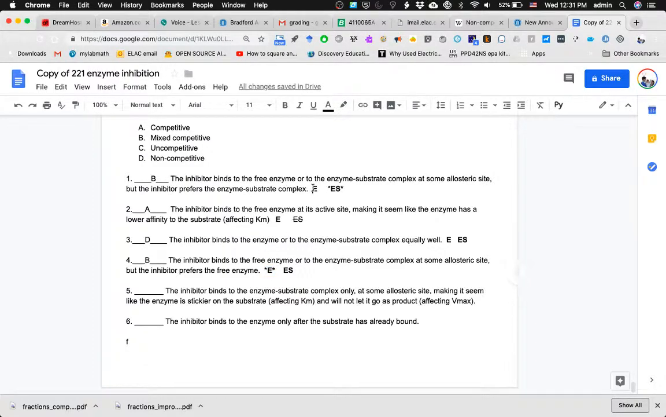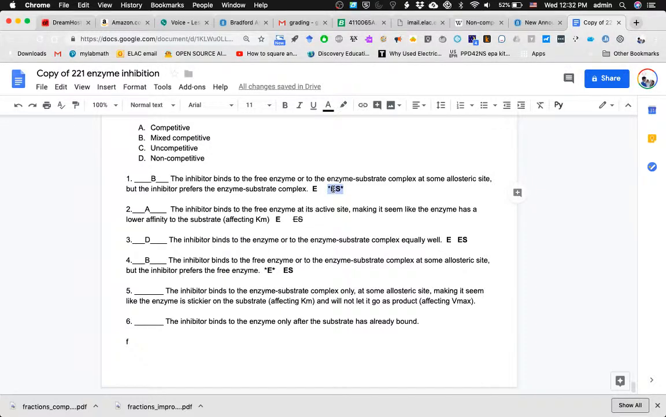Let's backtrack to number 1 over here. What was this? If it prefers the ES, what happens to the Km? This Km would decrease, which means it would be stickier. Yes. If it prefers the ES, that means the ES is locked in place by the inhibitor, not coming off. So that's stickier. Stickier is decrease of Km.